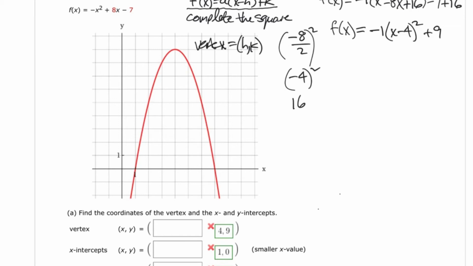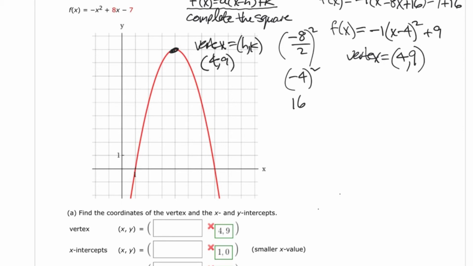h is the value that is being subtracted from x, and in this case that would be positive 4. So the vertex will be at 4, and then k is the value that is added on outside the parentheses, and in this case it is 9. So 9 will be our y-coordinate. And we can see that here. This vertex is at 4, 9.